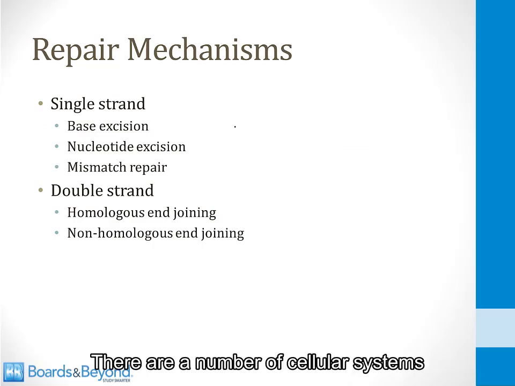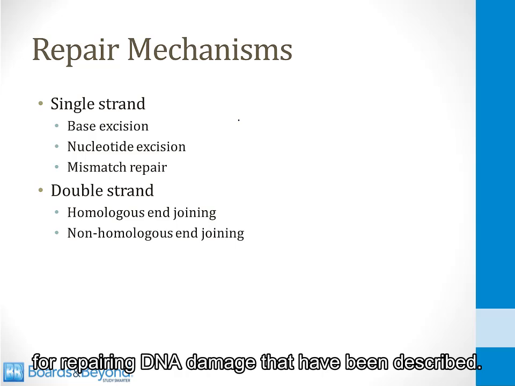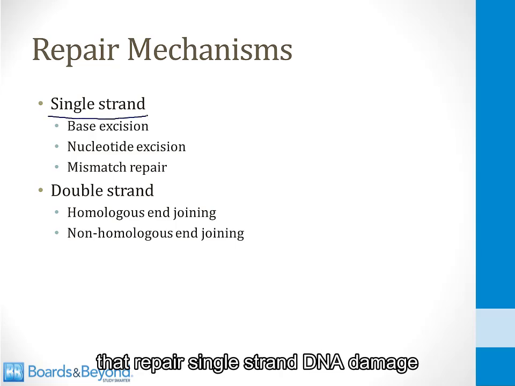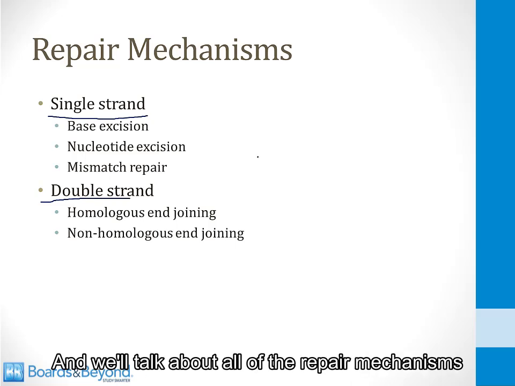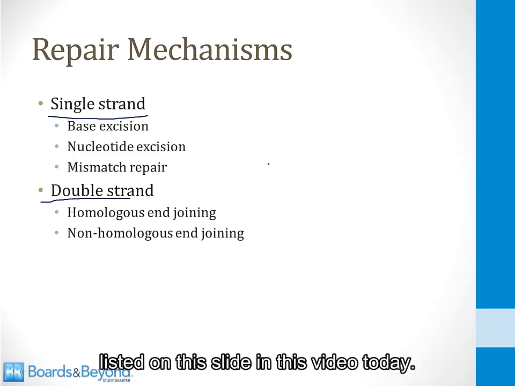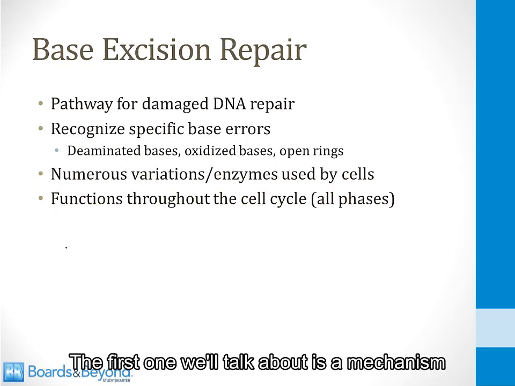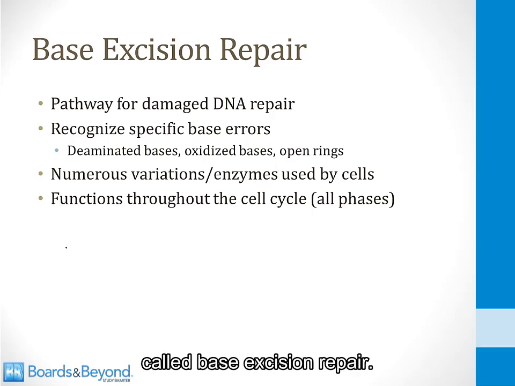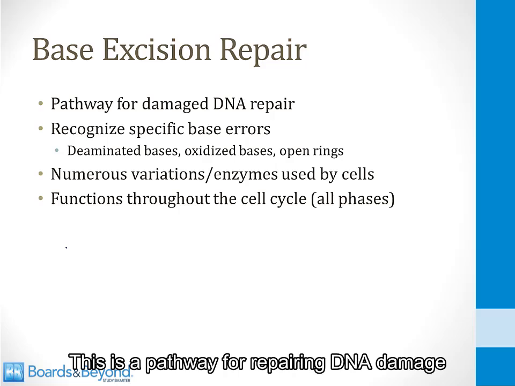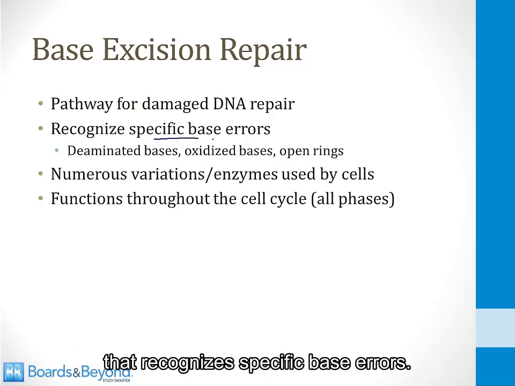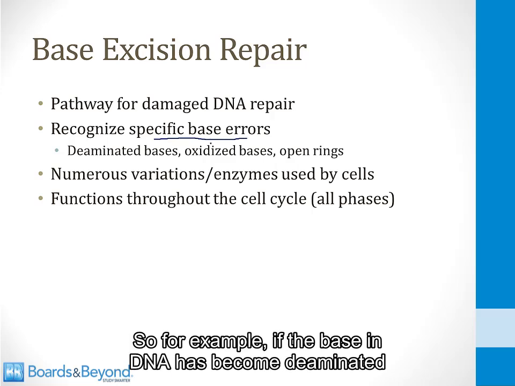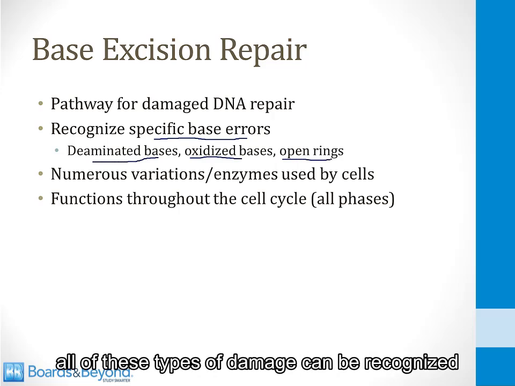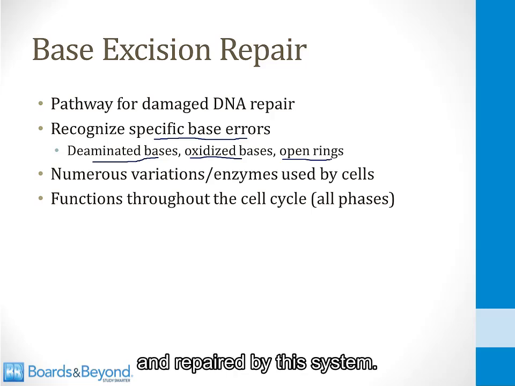There are a number of cellular systems for repairing DNA damage that have been described. They are often broken up into those that repair single-strand DNA damage and those that repair double-strand damage. And we'll talk about all of the repair mechanisms listed on this slide in this video today. The first one we'll talk about is a mechanism for repairing single-stranded DNA damage called base excision repair. This is a pathway for repairing DNA damage that recognizes specific base errors. So for example, if the base in DNA has become deaminated or oxidized, or if the ring has become open, all of these types of damage can be recognized and repaired by this system.